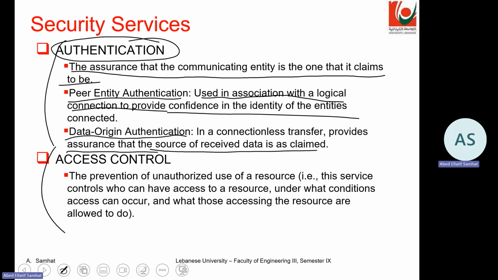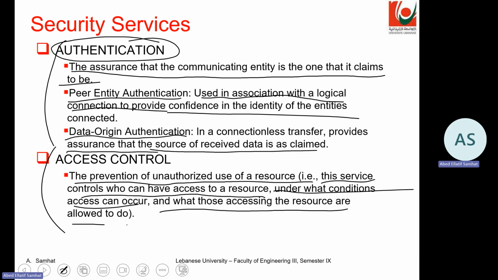Another security service is access control. This is the service that prevents unauthorized use of a resource. So you have to control who can have access to a resource, under what conditions access can occur, and what those accessing the resource are allowed to do. That's what we call access control. It's also an important security service.